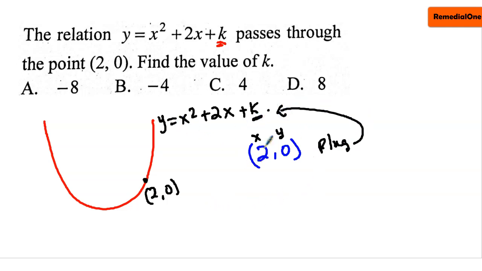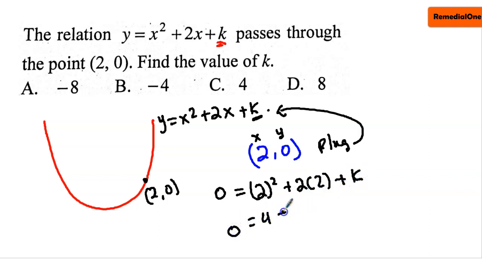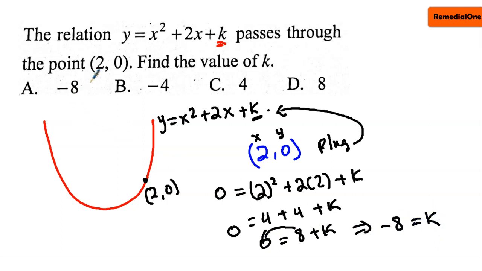So wherever we see x, we put 2, wherever we see y, we put 0. So it's going to be 0 equals 2 all squared plus 2 times 2 plus k. And this gives us 4, and this gives us 4 plus k. So we get 8. 0 equals 8 plus k. We are looking for k, so we bring this one over here, and that becomes negative 8 equals k. And that helps us find our k. So A is the right answer here.